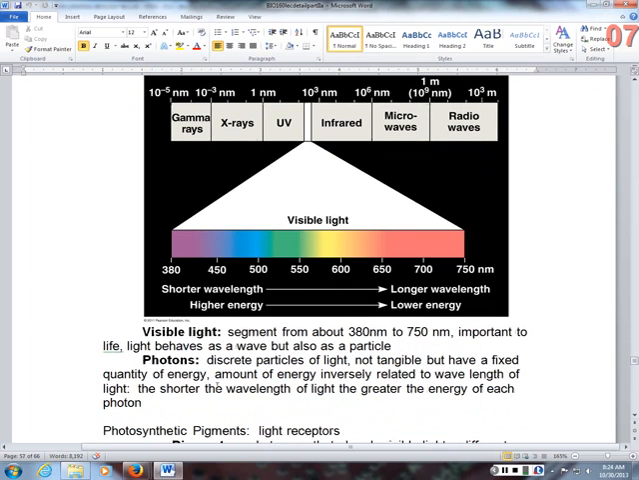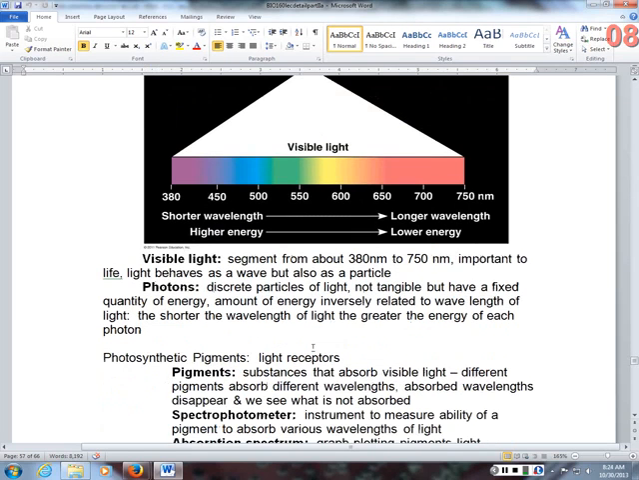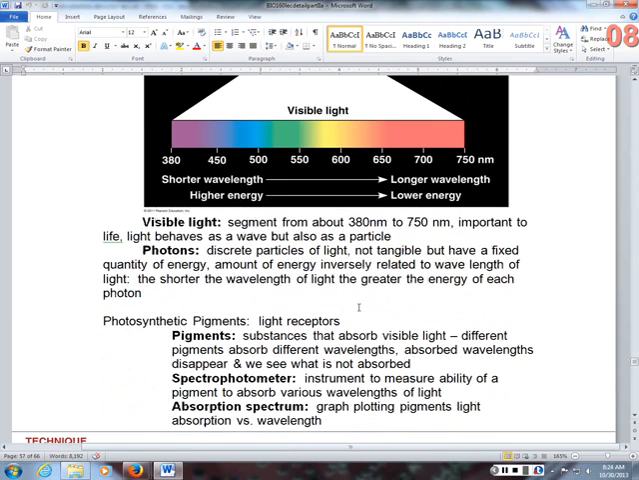So visible light's just that small portion of it, from 380 to 750 nanometers. And light's kind of a strange thing. It will behave as a wave, and if you study physics, it's going to behave like waves do, but it will also act like a particle. And so we refer to a particle of light as a photon. It's not actually tangible, but it does have a fixed amount of energy.